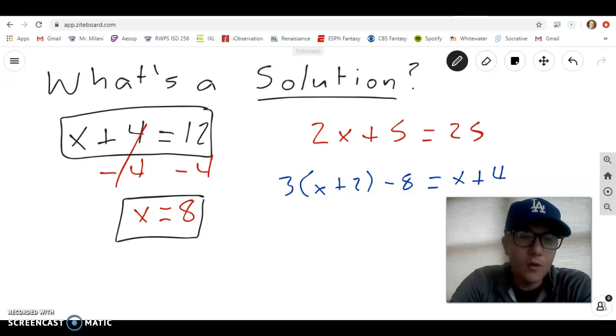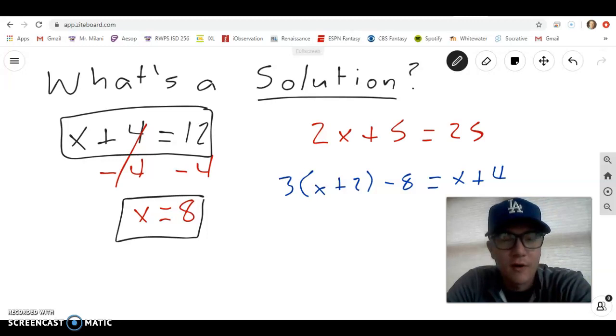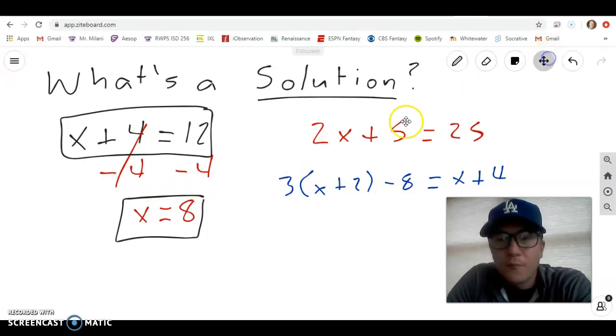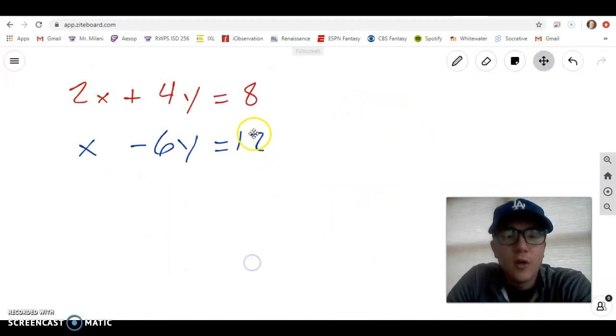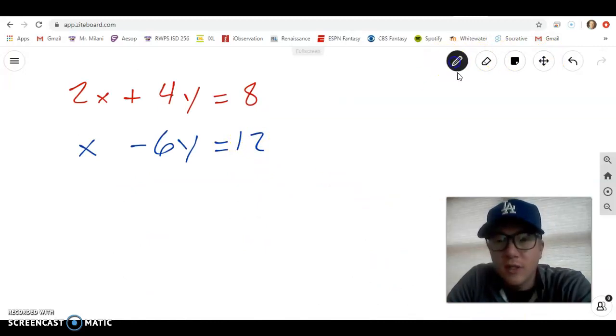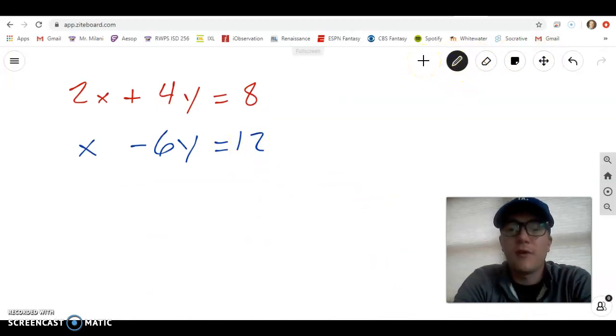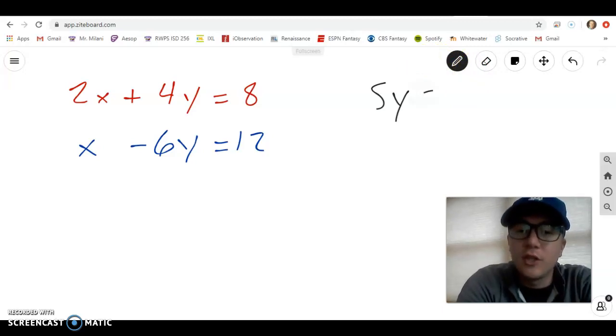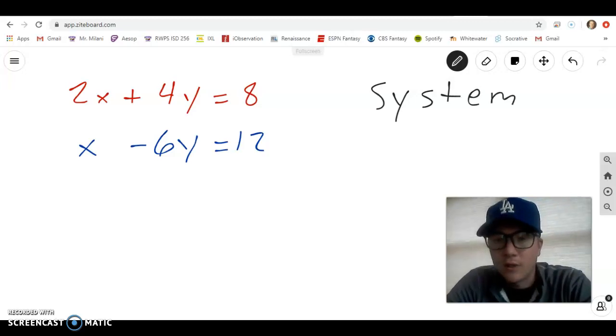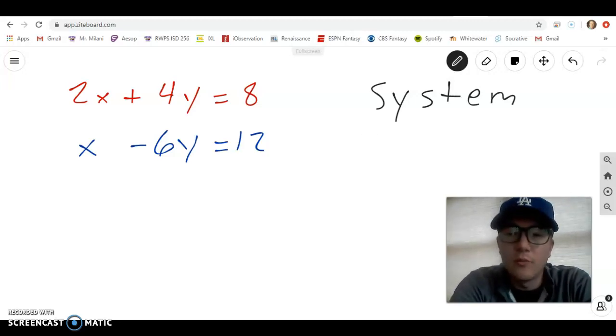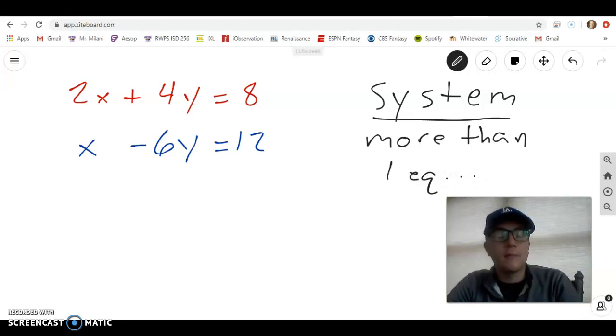So we found these solutions by solving for the missing variable. Now today, we're dealing with solutions with a system of equations. What's a system of equations? Sounds like something fancy. A system of equations is just when there's more than one equation happening at once. So you've got these equations happening at the same time.